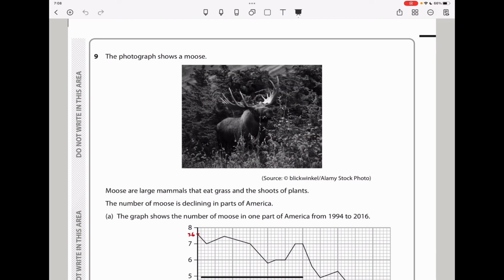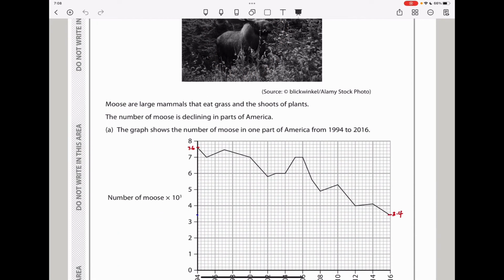Question 9. The photograph shows the moose. Here, this is the moose we're looking at. So they say, moose are large mammals that eat grass and the shoots of plants. The number of moose is declining in parts of America. The graph shows the number of moose in one part of America from 1994 to 2016.